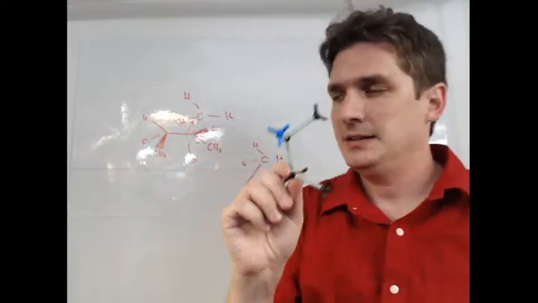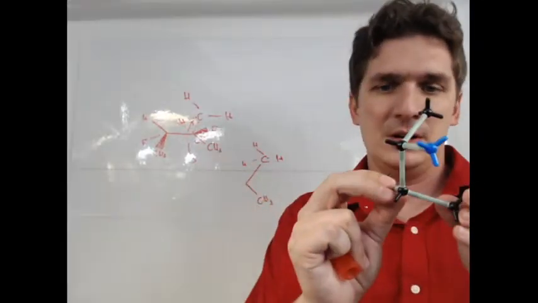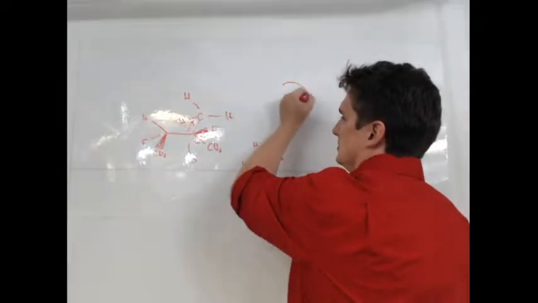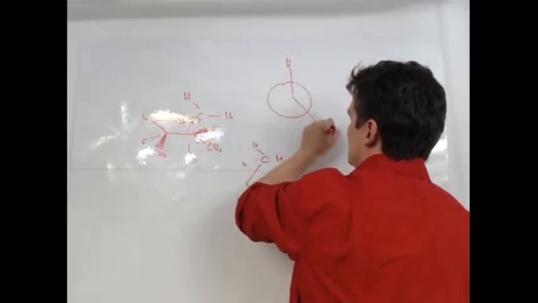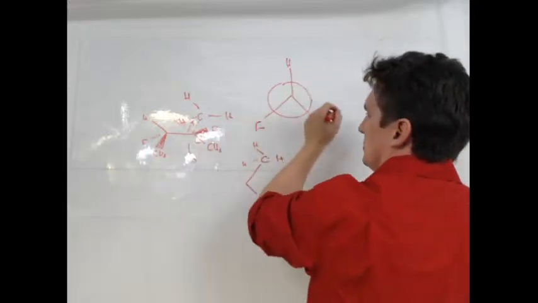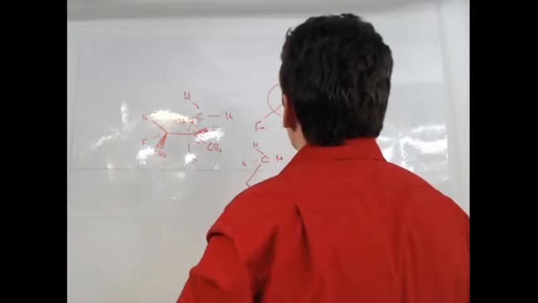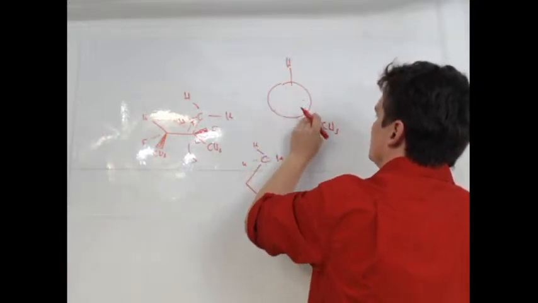So when I do that, that front carbon, hydrogen coming up, CH3 going down, fluorine going back. The CH3 group... No, hold on. Sorry, looking at the wrong carbon.